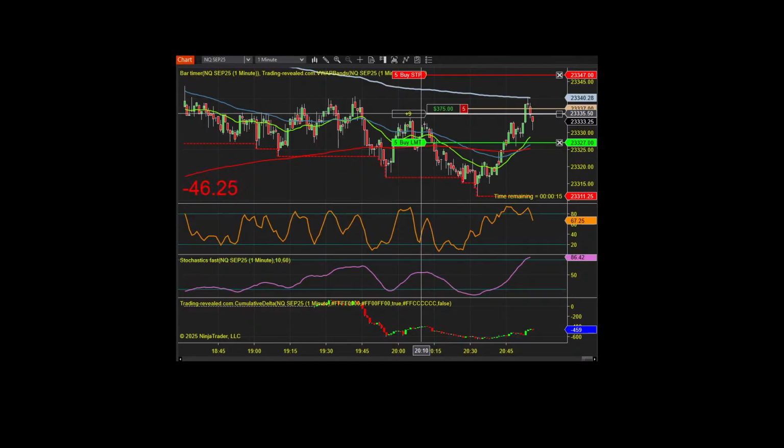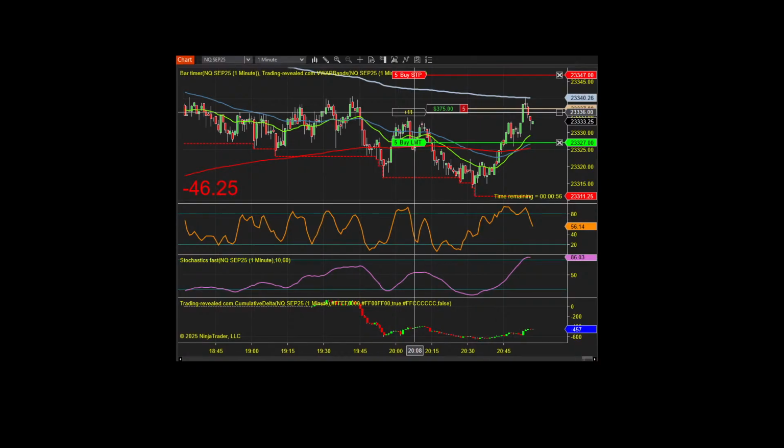Hopefully they keep selling it down. I'm definitely going to go to a profit of some kind here, but I'm probably going to get stopped out, hopefully. Or not hopefully, but I'm going to make something off of this trade.